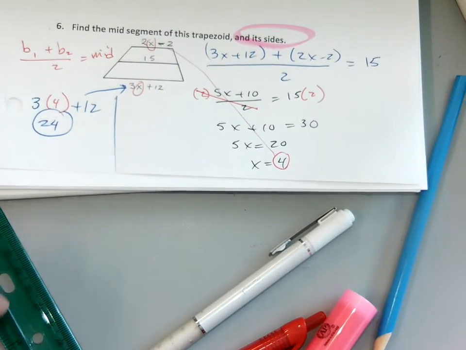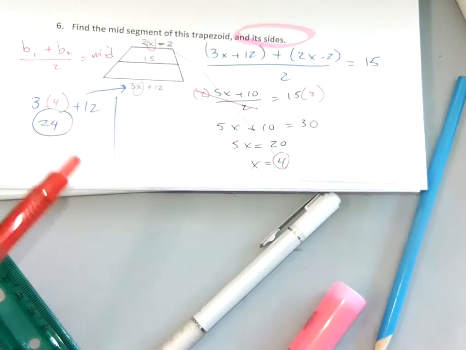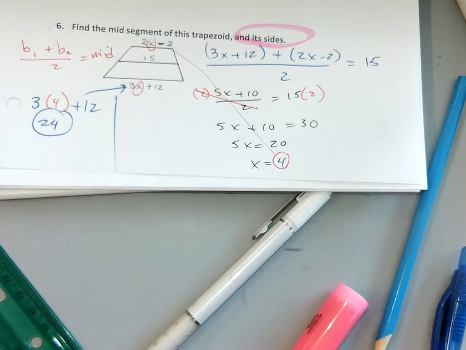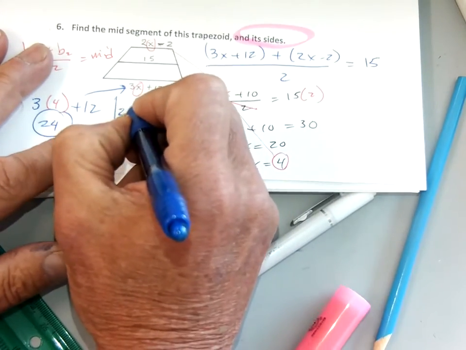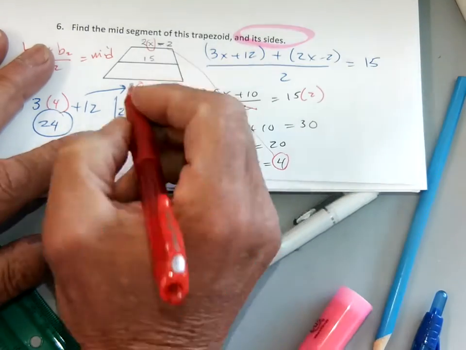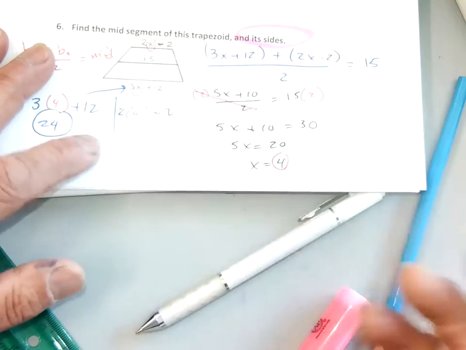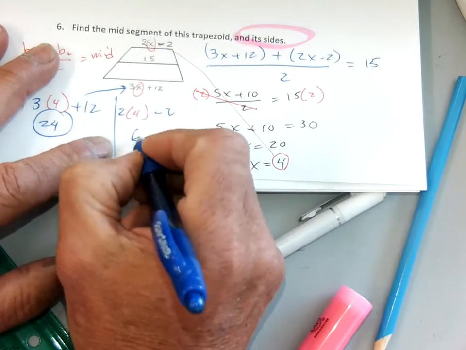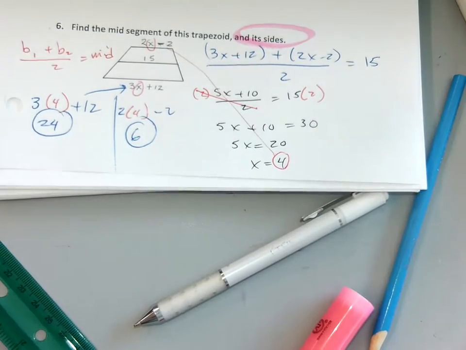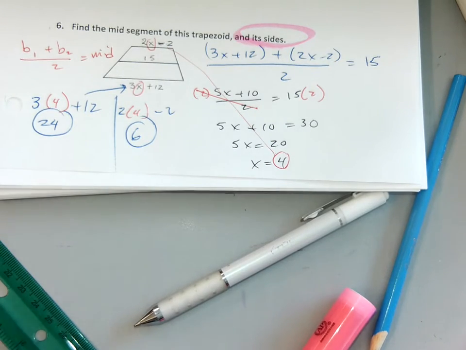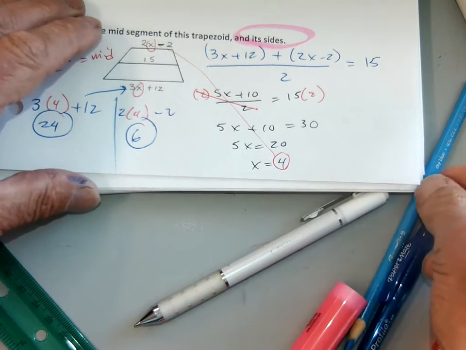Base 2 then, I'm going to put the 4 right up here. I'm going to go my 2 times my 4 minus my 2. 8 minus 2 is 6, and there I have it, okay? Thumbs up? Easy? All right. Turn the page.